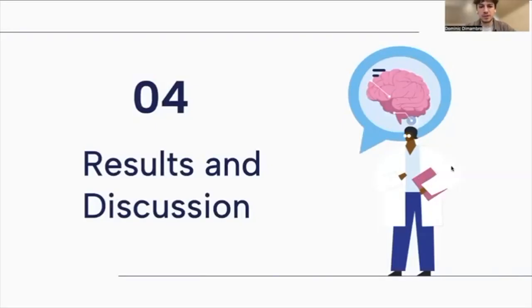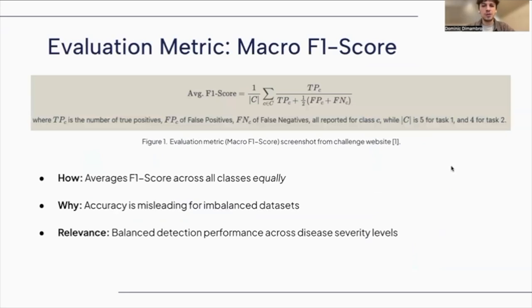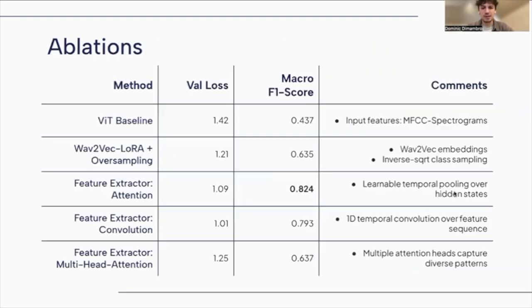All right, on to our results and discussion. So our evaluation metric that we used was macro F1 score. This was as a result of our data set being highly imbalanced, and accuracy alone wouldn't reflect our real performance. Models could simply just predict the most common class and achieve reasonably high accuracy. And so we wanted to avoid this and show some real performance across all cases.